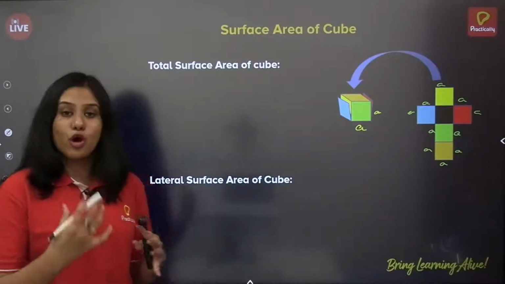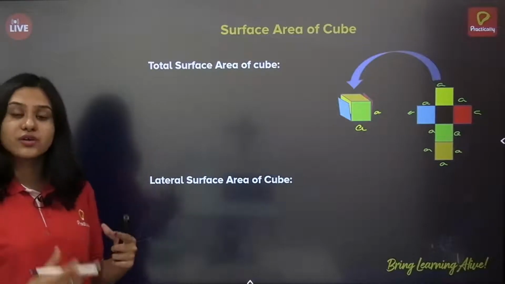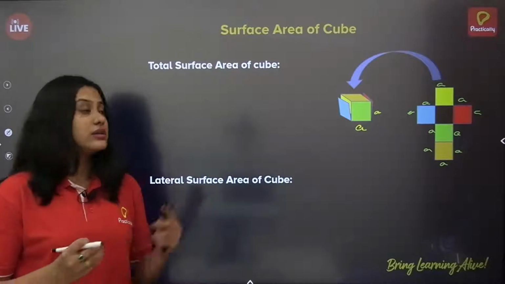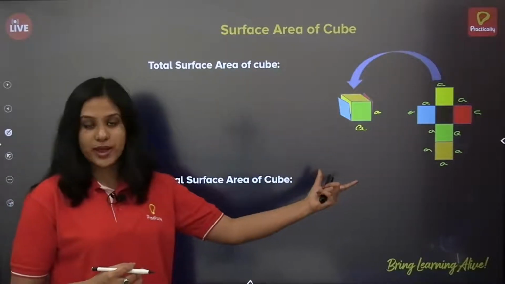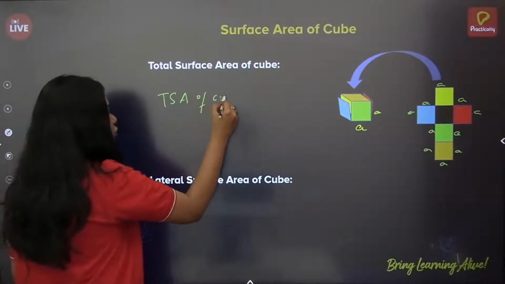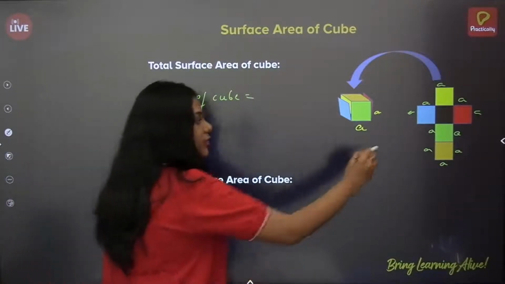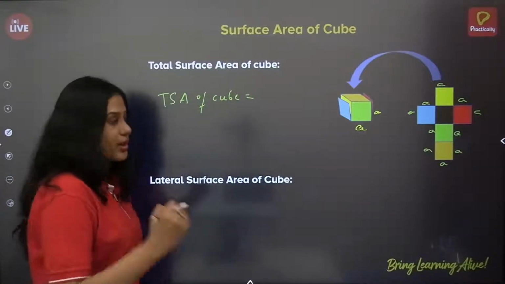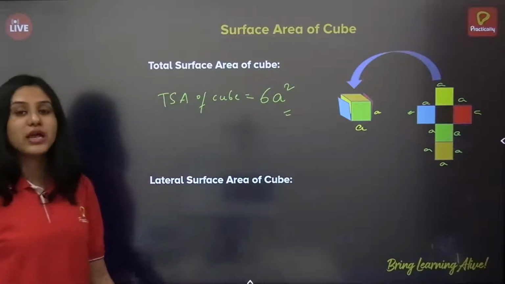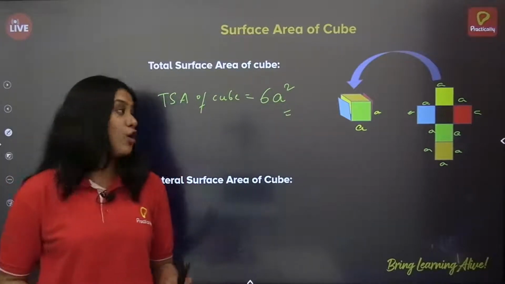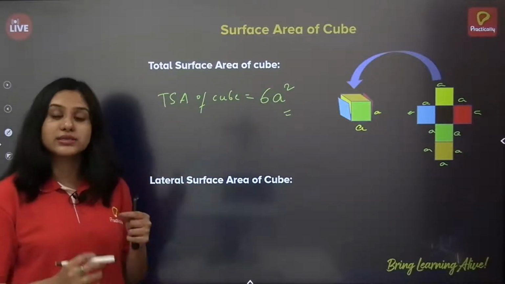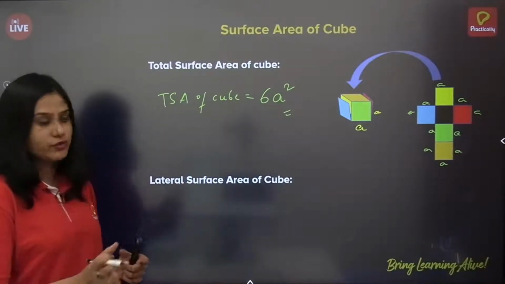Now, if I want to calculate the total surface area of the cube, what should I do? We have to add the areas of all the squares, correct? So, total surface area of cube is equal to, how many squares are there here? There are 6 squares. So, 6 into A square. So, the formula to calculate total surface area of cube is nothing but 6A square. What is A here? A is nothing but the length of the edge of the cube.